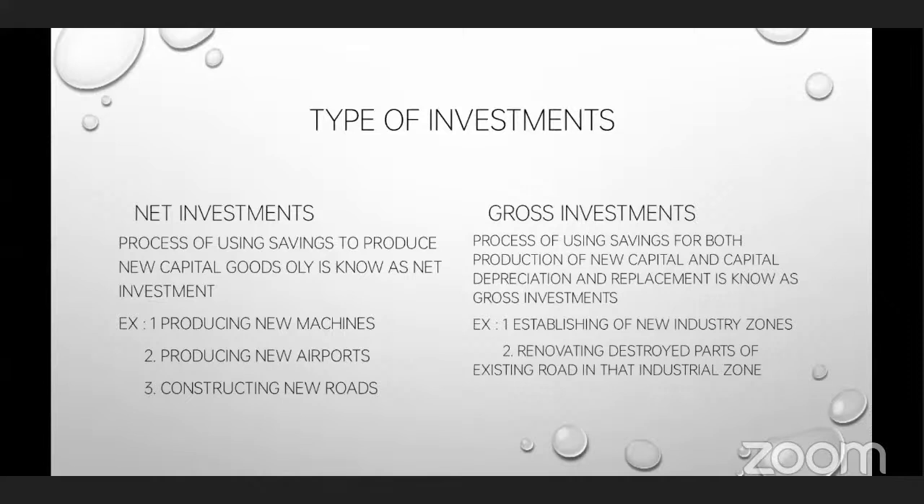You can see the two types of investments, net investment and gross investment. The process of using savings to produce new capital goods only is known as net investment, while the process of using savings for both production of new capital and capital depreciation replacement is known as gross investment. Examples for net investment: producing new machines, construction of a new airport, a new factory, new roads. Examples for gross investment: establishment of a new industrial zone, and renovating destroyed parts of existing roads in that industrial zone area.